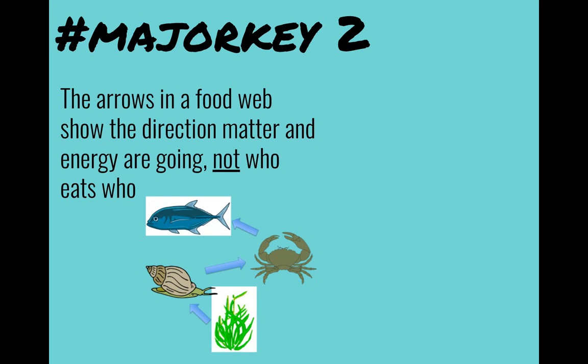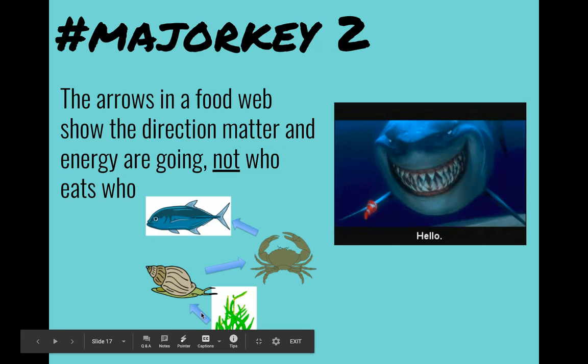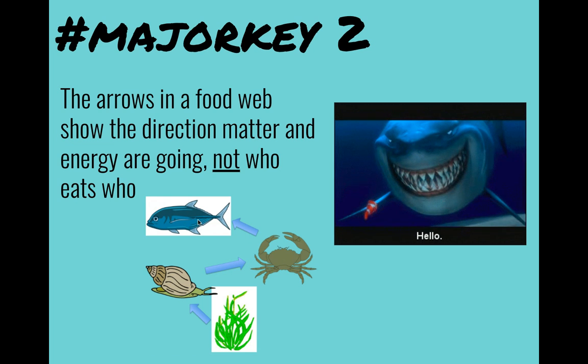And number two, the arrow in a food web shows the direction matter and energy are going, not who eats who. All right? We're not talking about who eats who. We're talking about the plant gives its energy to the snail, gives energy to the crab, gives energy to the fish. We're not saying that the crab eats the fish.